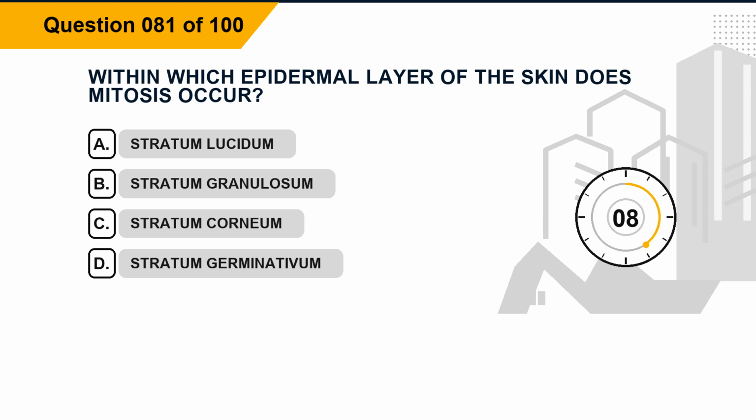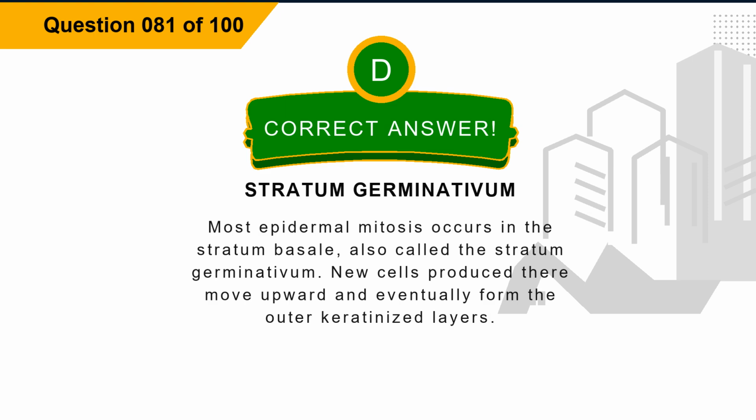Option A. Stratum lucidum. Option B. Stratum granulosum. Option C. Stratum corneum. Option D. Stratum germinativum. The correct answer is option D. Stratum germinativum. Explanation: most epidermal mitosis occurs in the stratum basale, also called the stratum germinativum.